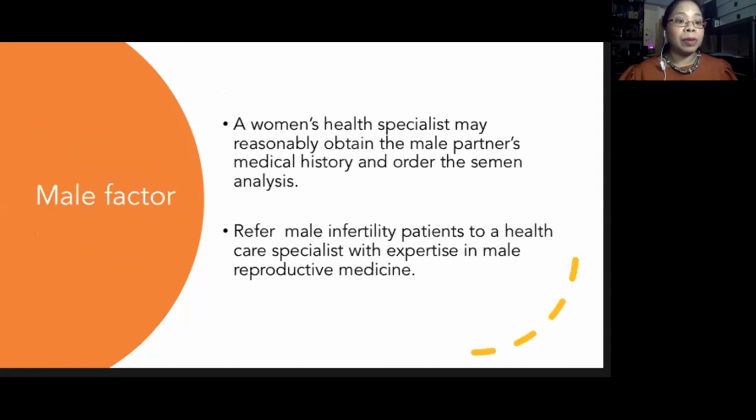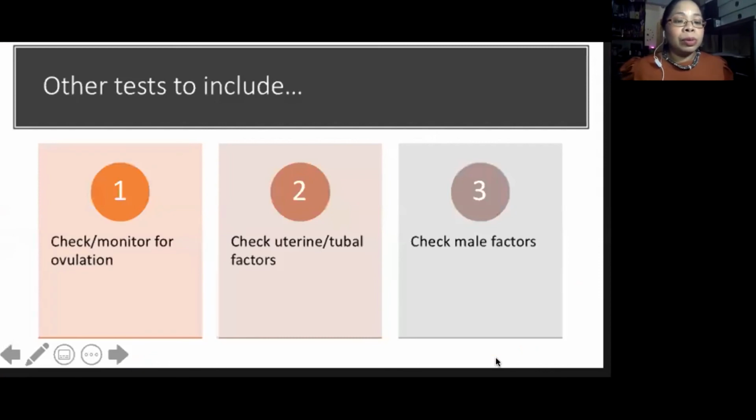We can also evaluate for male factor infertility. Of course, we start off by obtaining the male partner's medical history and ordering a semen analysis. We can refer male infertility patients to a healthcare specialist with expertise in male reproductive medicine. Other tests to include are the following: monitoring for ovulation, checking uterine and tubal factors, and of course, checking for male factor infertility. All of this will be discussed by the succeeding speakers in this session.